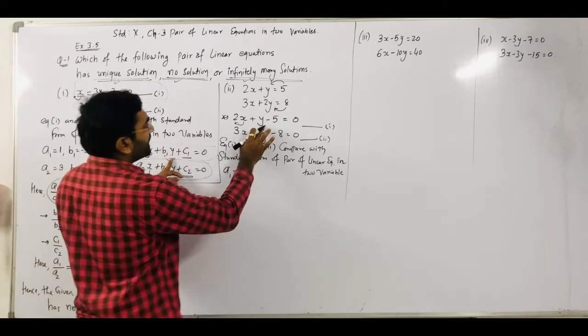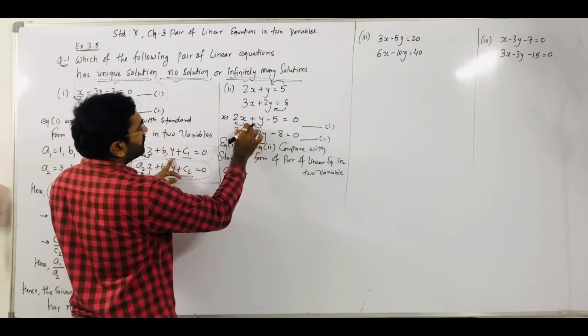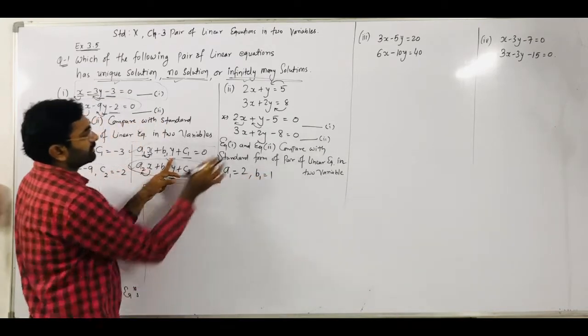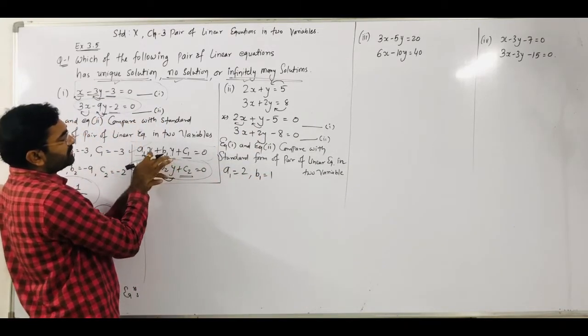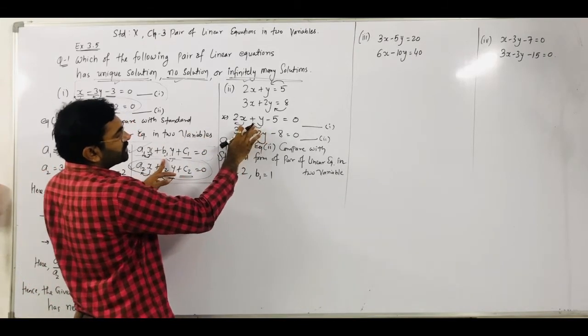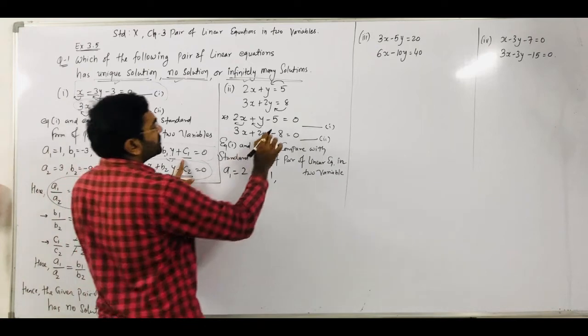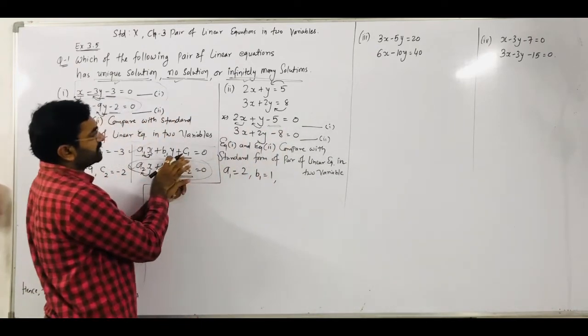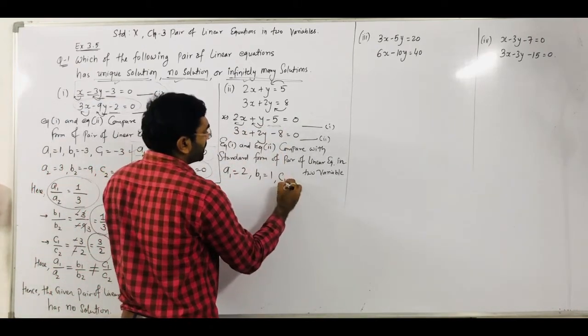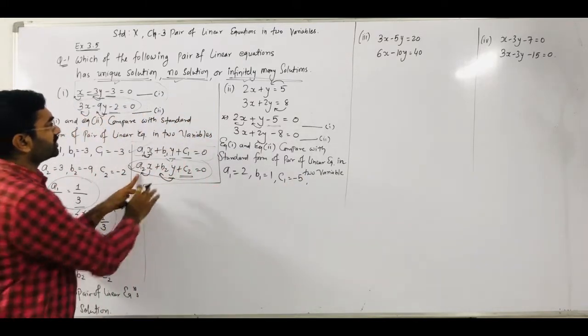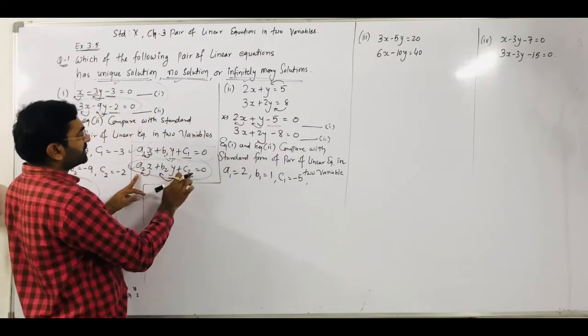B1 value. In that equation, B1 means the y coefficient. What is it? Which is 1. Right? The y coefficient is B1, and here the y coefficient is 1. So we can say B1 is equal to 1. Now the last constant term is what? C1 is equal to minus 5. Clear?